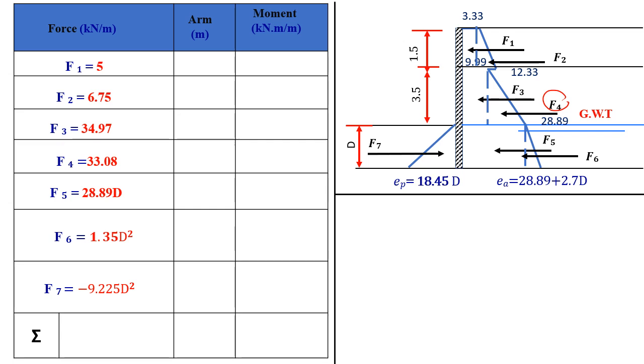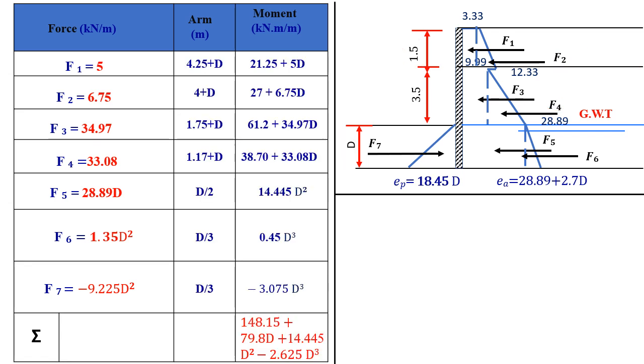Let's take F2. So the arm of F2 should be D plus 3.5 plus 1/3 of 1.5, and that's the arm of F2. D plus 3.5 plus 1.5 over 3. So get your arms, put them in your table, and then get your moment. So the moment will be your force times the arm. A force times the arm will give you the moment due to each force.